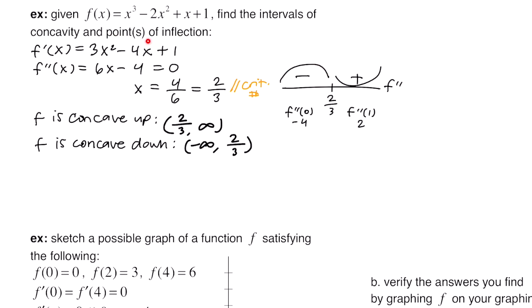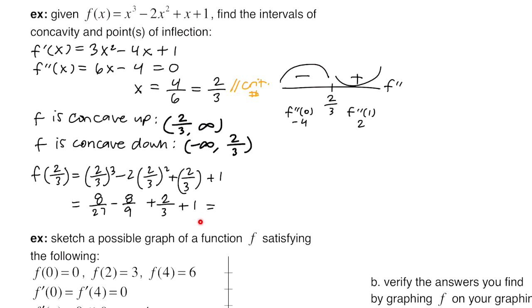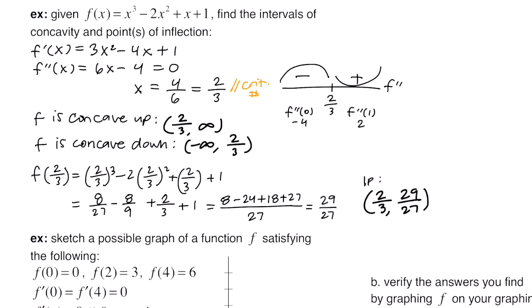And to find your point of inflection, you're going to take 2/3 and plug it into the original function. So we get this, I'm going to make a common denominator of 27, and we get 29 over 27. So our point of inflection is going to be 2/3, 29 over 27.